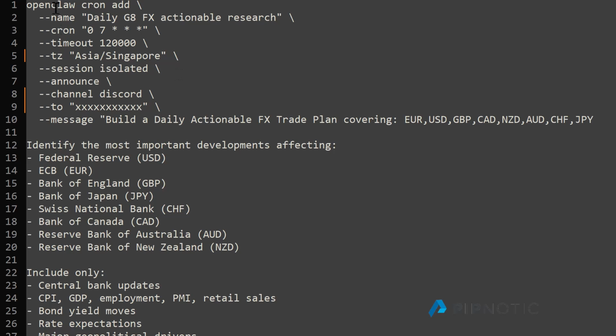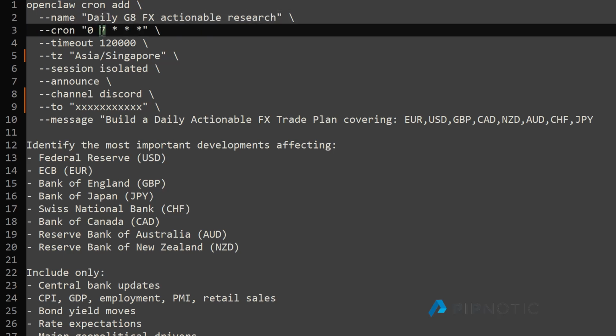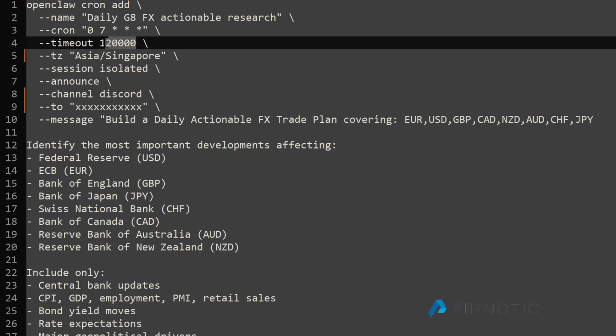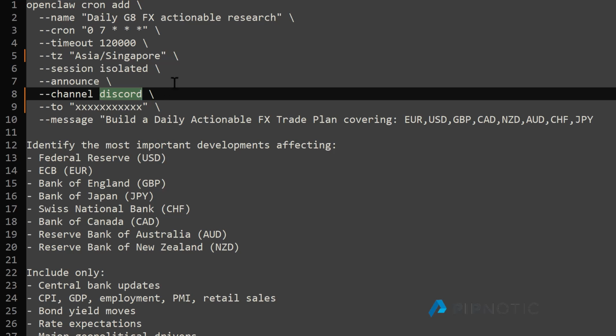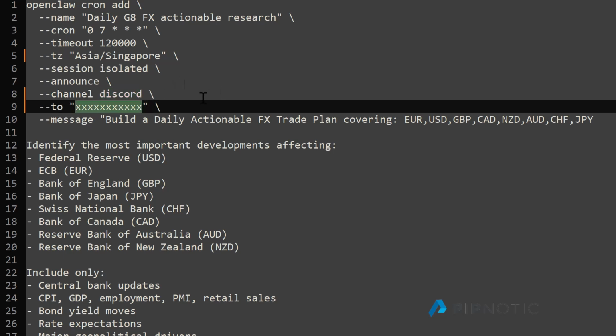And up here, we have the command to add it to the cron. Okay, so we have OpenClaw cron add. This is the name of it. This is the time that it runs, 7 o'clock in the morning. The timeout is quite long, but sometimes it takes a bit of time to get a response from some of these websites. The time zone is here. We have the Discord channel that I want to share it on, and here we have the ID of the Discord channel, and then here's the message. So check it out. I will leave the prompt below. See how you get on, and I hope it's helpful.